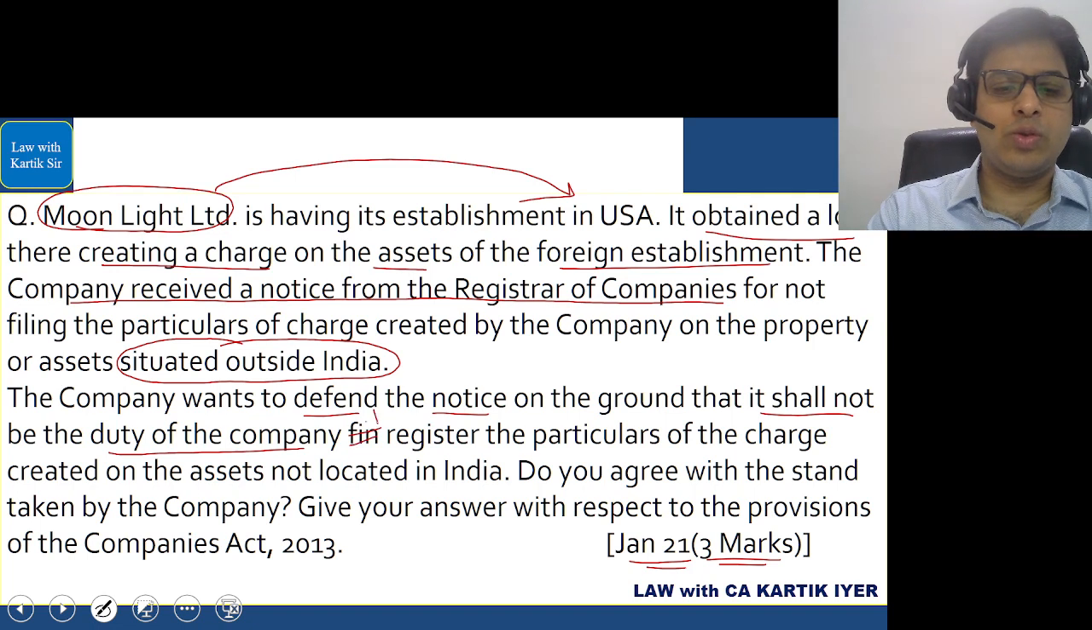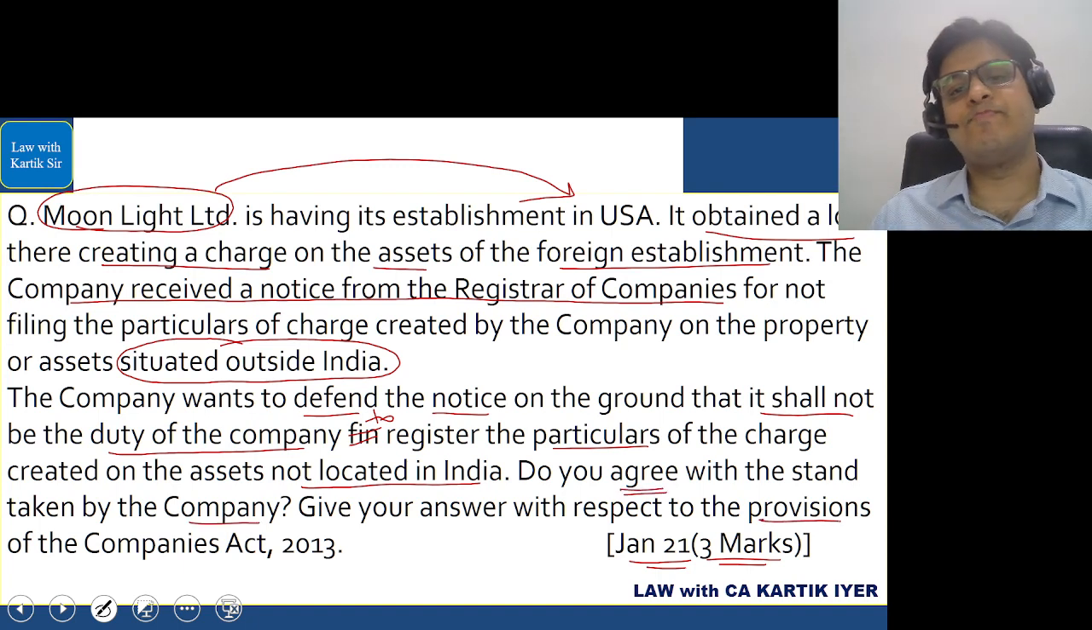It should be here too. Okay. To register the particulars of the charge created on the assets not located in India. Do you agree with the stand of the company? Give your answer with respect to the provisions of the Companies Act.